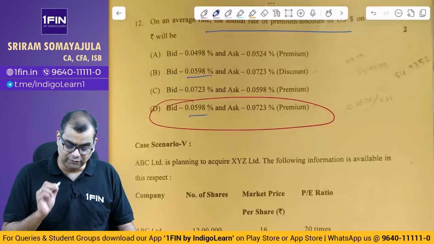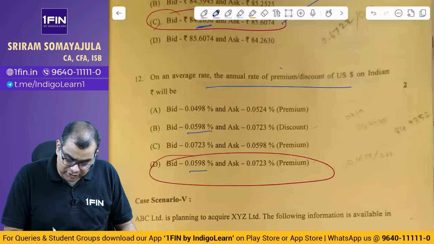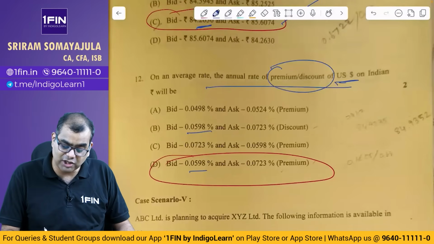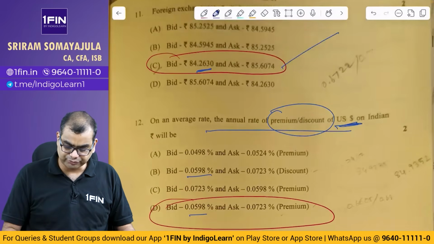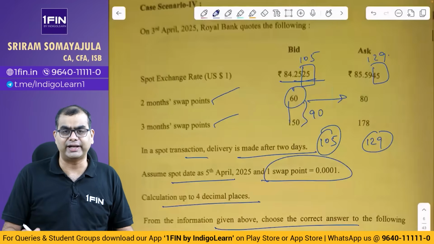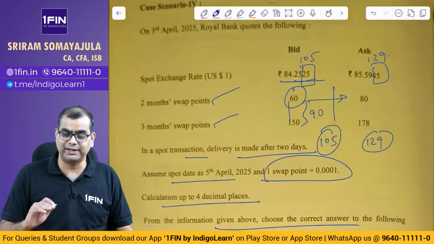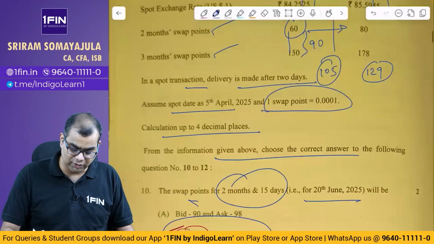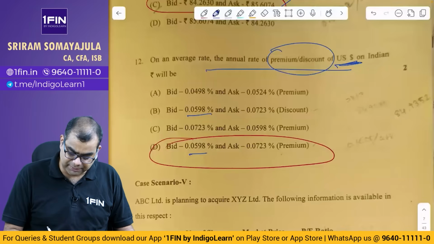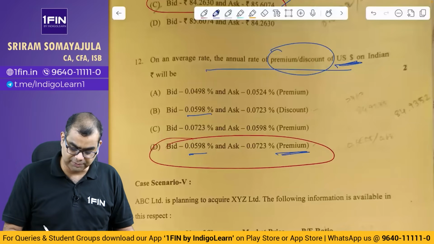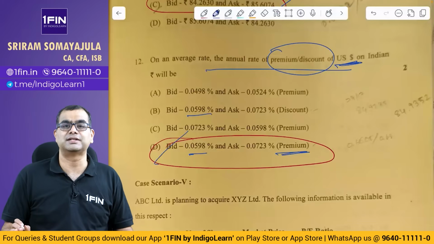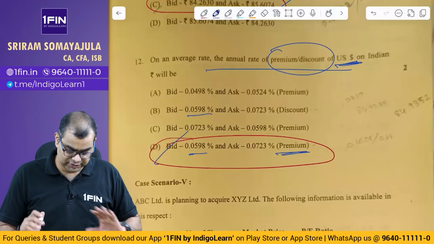Okay. But what are they asking? What will be the annual rate of premium or discount of US dollar on INR? That is, dollar at a premium or discount? See, you're adding a premium here to the INR exchange rate. So basically dollar is at a premium, INR is at a discount. So this premium number, whatever you got, 0.0598, is a premium. Okay, it is premium of dollar. It is not discount of rupee. So it is premium of dollar. So you directly take this. Okay, fair enough. This is done.